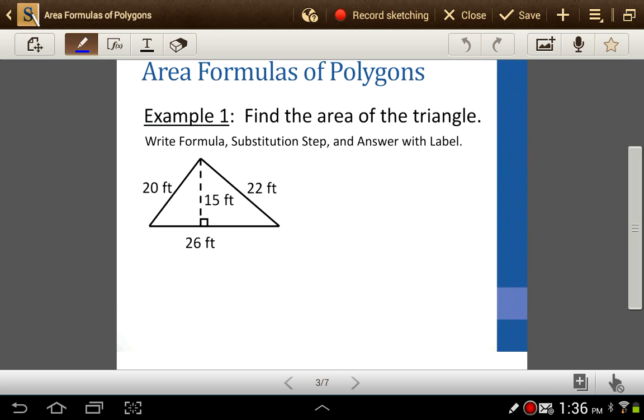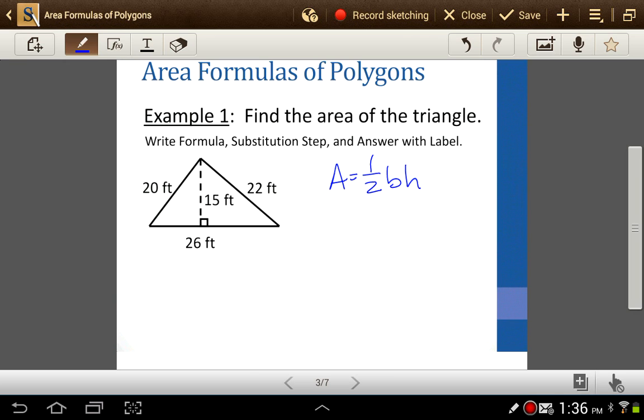In our first example here, we're going to find the area of the triangle. When I find the area, I'm going to write the formula, write my substitution step, and write my answer with the label. Now I have lots of numbers on there, and again, first thing I'm going to do is write my formula. Area equals 1/2 base times height.